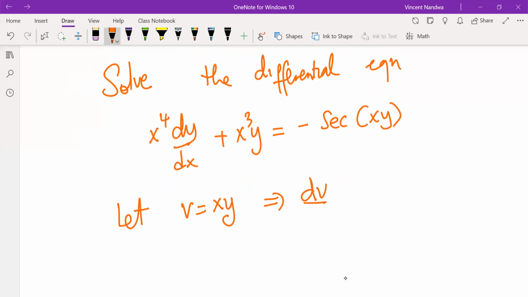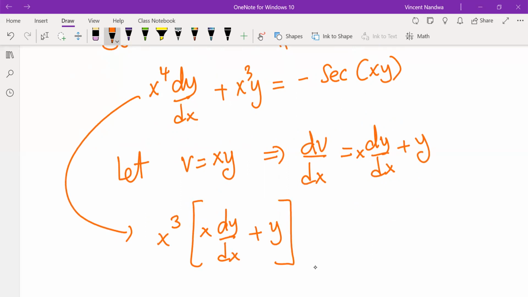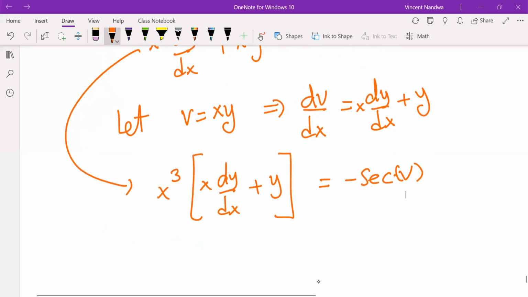dv dx is the same as, now using the product rule, dy dx times x, and then plus y. On the left hand side of this equation, you can factor out x to the power 3 so that we have x dy dx plus y equals negative sec v, because we have fixed xy to be v. Now you see this bracket will be the same as dv dx. So I have x cubed dv dx equals negative sec v.